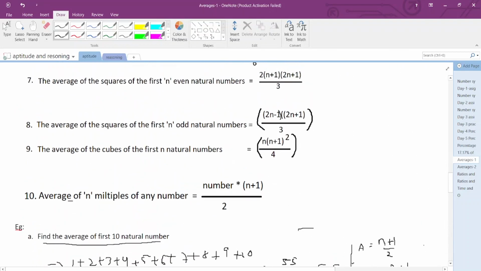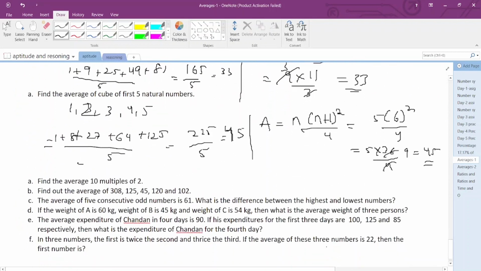Okay, and the last model is the average of n multiples of any number. Let's suppose they can ask for the first 10 multiples of 2, the first 10 multiples of 10, or the first 10 multiples of 20. If such questions are asked, then the number given, into n plus 1, by 2. Let's solve this question.